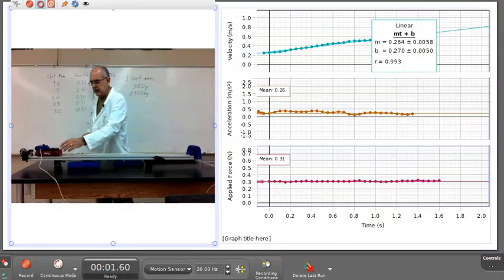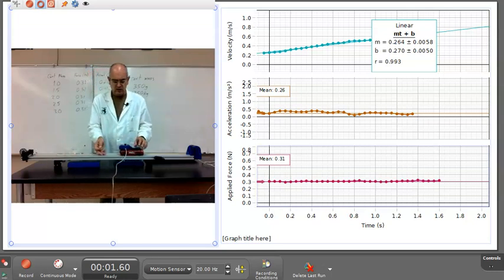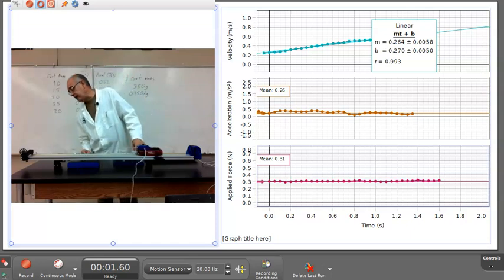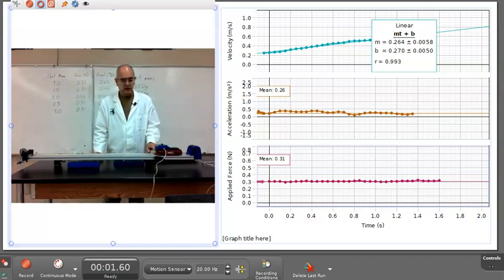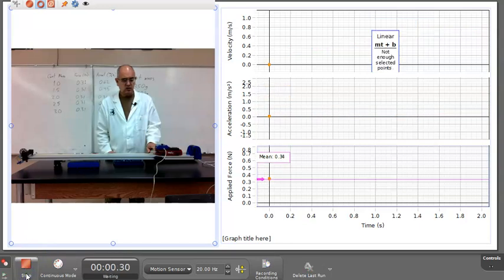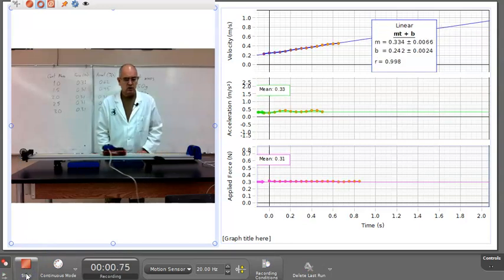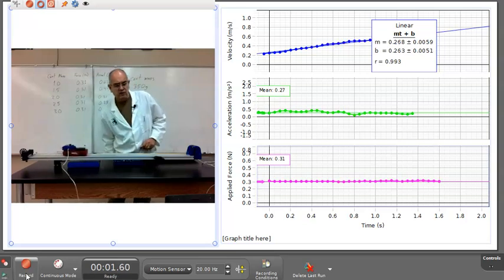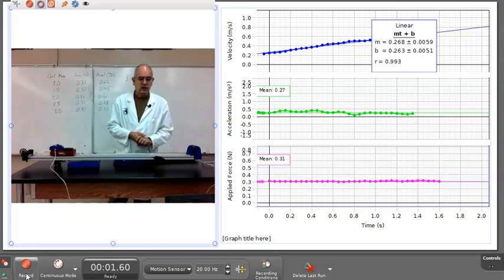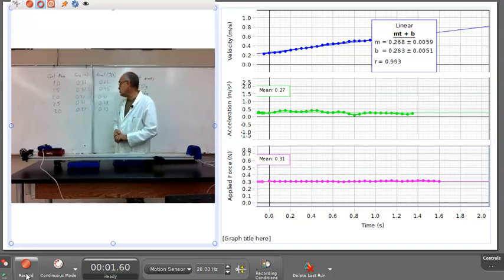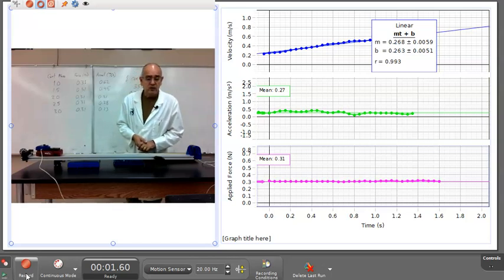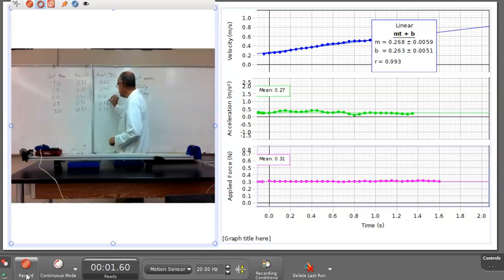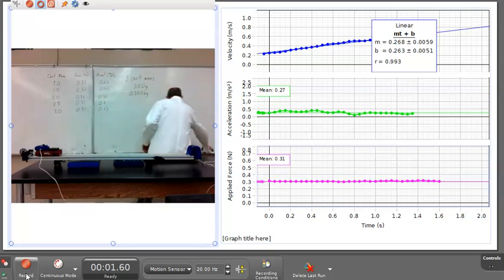Okay, I've just reset and I've done some recalculations. And so here we go with the 2.5 cart masses. Let me go ahead and repeat the experiment. Start recording. Let it go. The average force is 0.31, which is what we expect. We see the mean acceleration is 0.27, and we see the slope is 0.27. So let's change this 0.28 to 0.27 and see where we go from there.